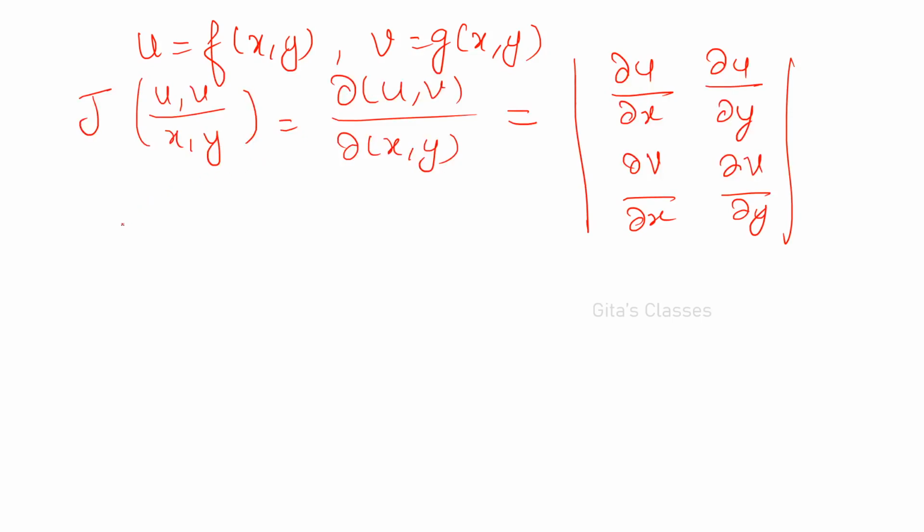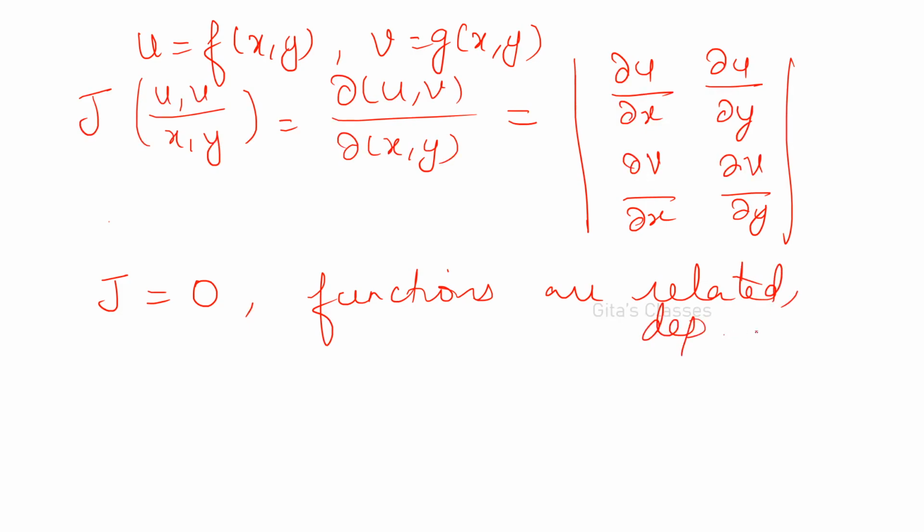Similarly it can be extended for 3 variables also, dou u, v, w with respect to x, y, z. Now you can find out whether the functions are dependent or independent. Functional dependence you can do by Jacobian. If the Jacobian is equal to 0, then the functions are related or dependent on each other. If Jacobian not equal to 0, there is no relationship between the functions, that is, they are independent.